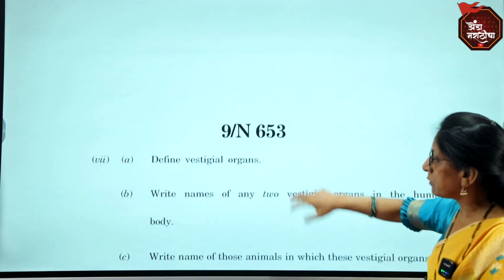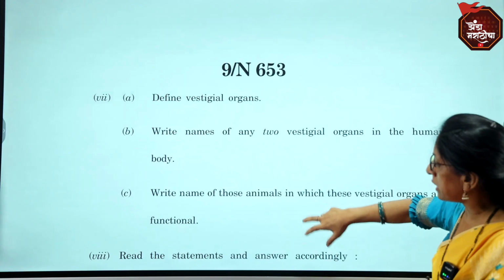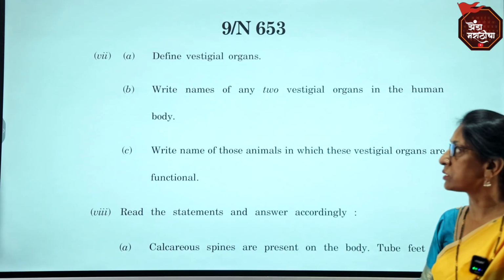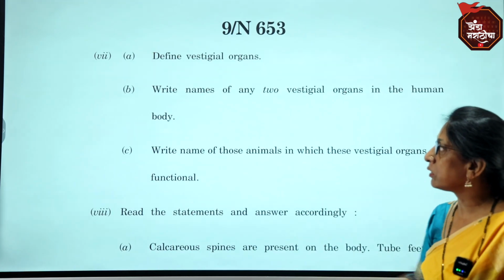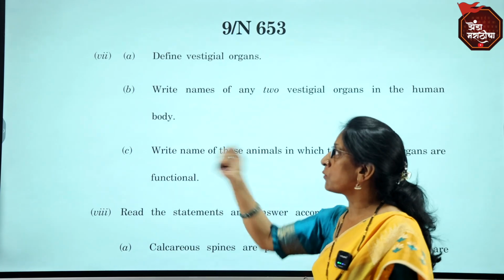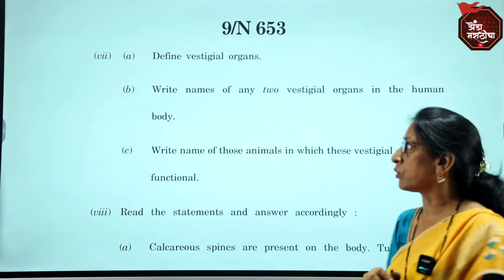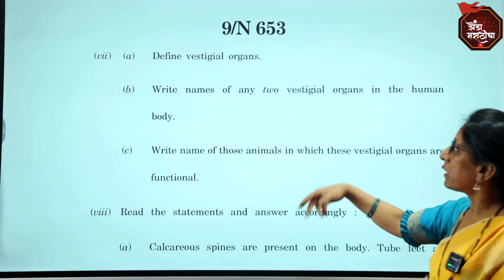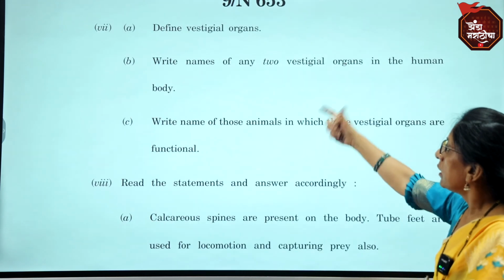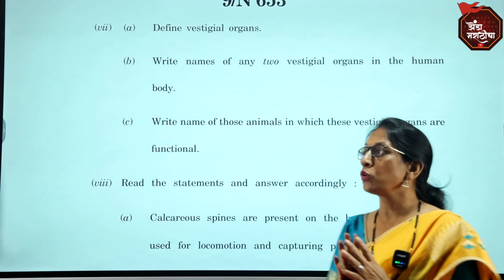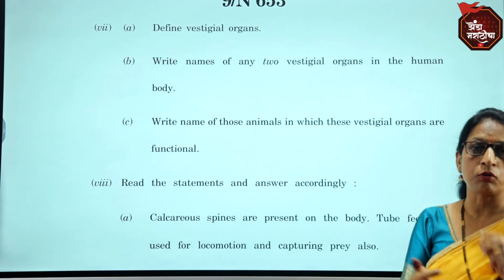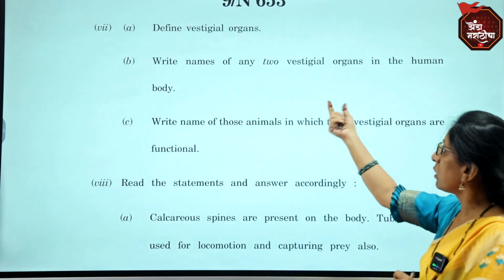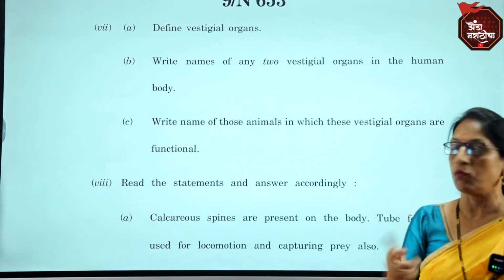So it will show your explanations and your confidence on the questions. Then define the vestigial organ. When you see this type of question given, you define the vestigial organ. The definition should be very precise. Write the names of any two vestigial organs, and only write the names, don't explain them, because one vestigial organ carries 1 mark.